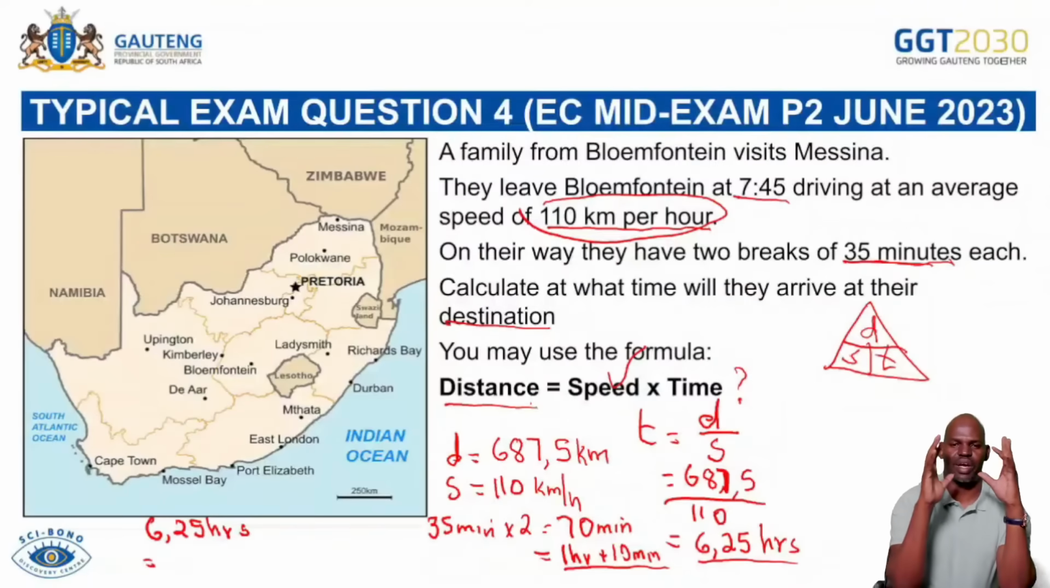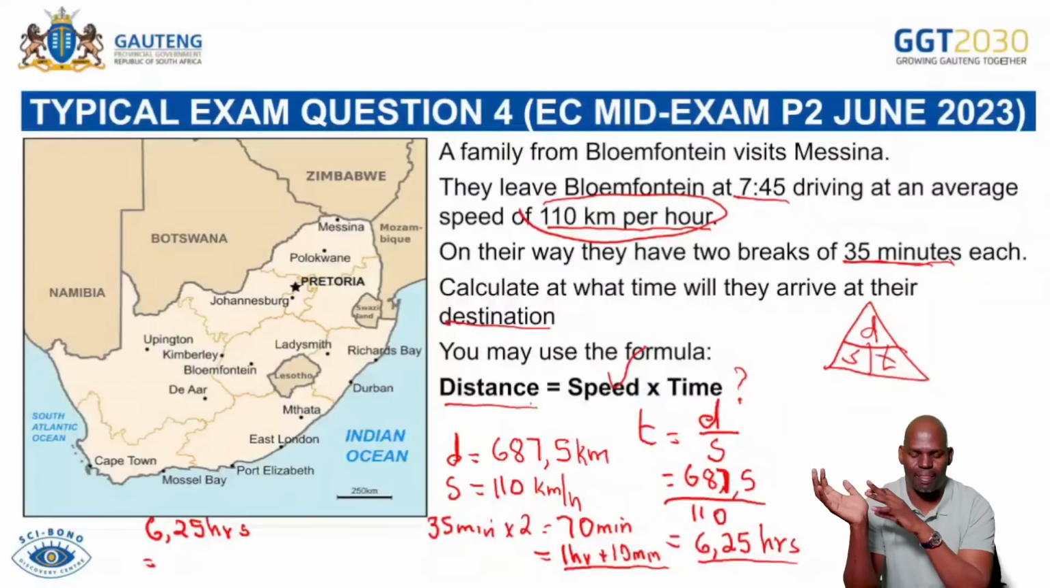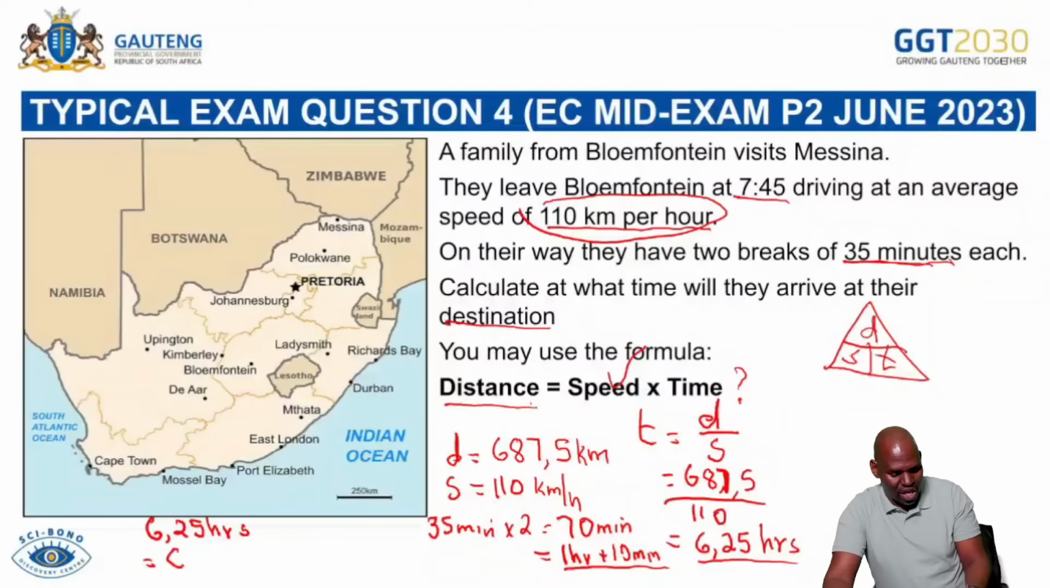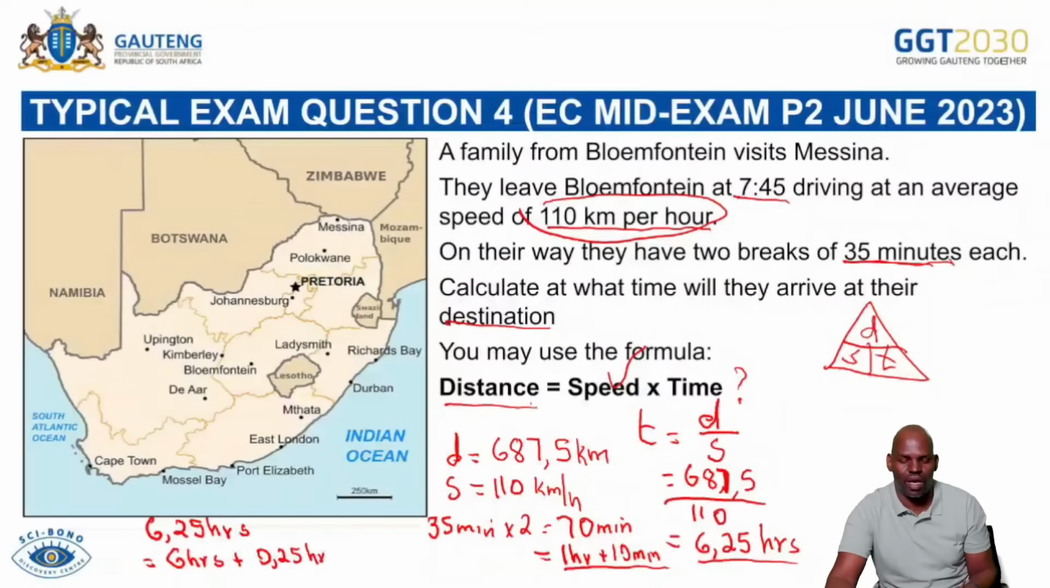If I want to write it in hours and minutes only, I'm going to have 6 hours plus a quarter of an hour, 0,25 hours. Because some of you tend to think that if it's 6,25, then it is 6 hours and 25 minutes. But that is wrong. It's not 6 hours and 25 minutes. It's 6 hours and a fraction of an hour. That fraction of an hour is 0,25.